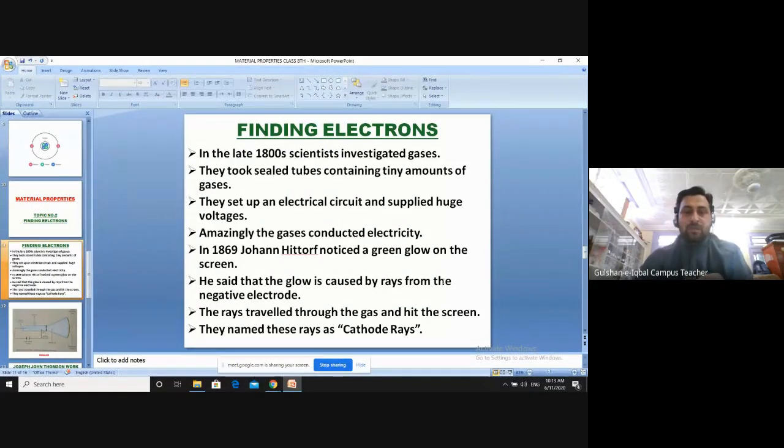In 1869, Johann Hittorf noticed that a green glow appeared on the screen. He said that the glow is caused by rays, and the rays are basically traveling from the negative electrode. The rays travel through the gas and hit the screen, and the scientists named these rays cathode rays. Now let's see what kind of setup they produced.